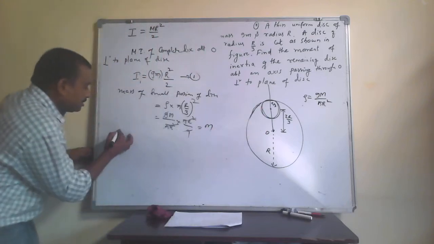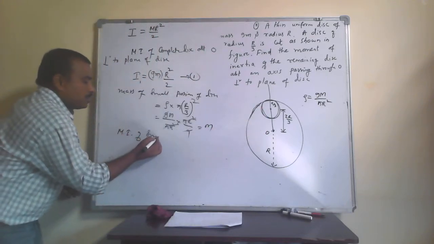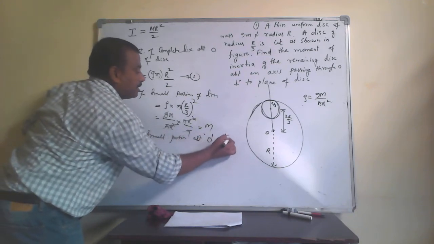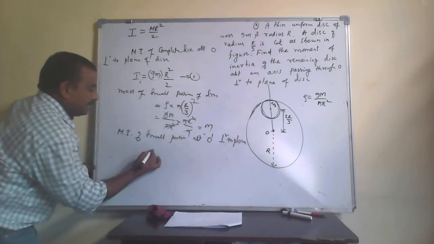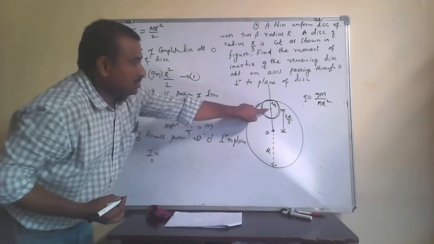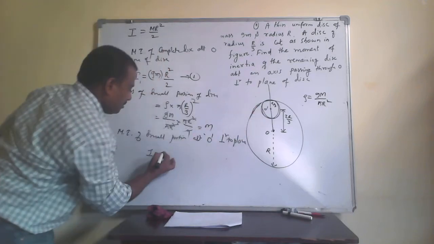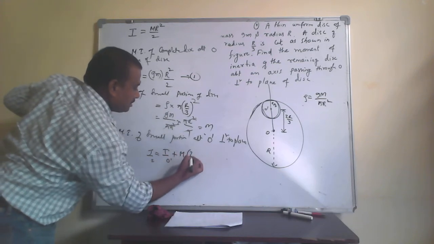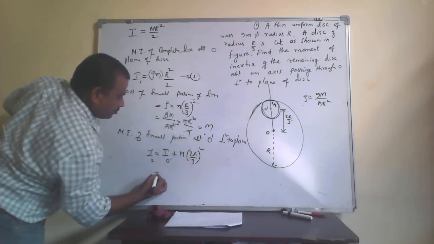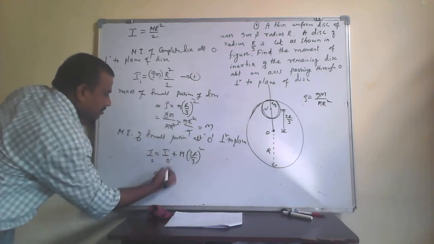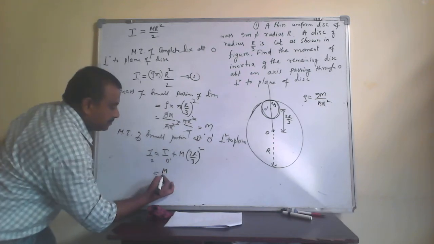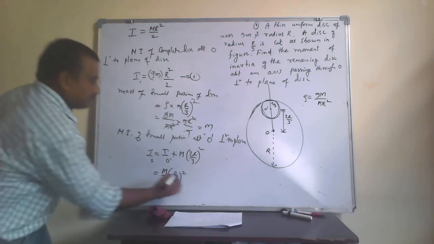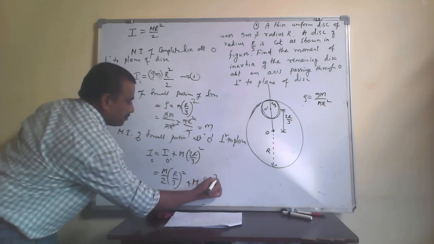So what is the moment of inertia of the small portion about the center of the disk, perpendicular to the plane? Say that is I2. Say this is O dash. Moment of inertia about the center of the small disk, plus mass m and distance 2r by 3 whole square. About its own center, the mass is m and the radius is r by 3, so m by 2, r by 3 whole square, because m r square by 2 for a disk. Plus m into 4r square by 9.